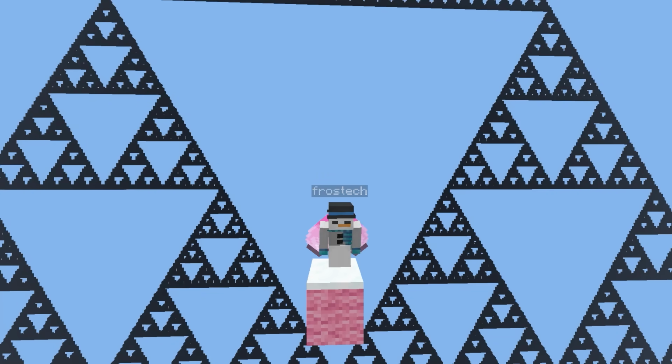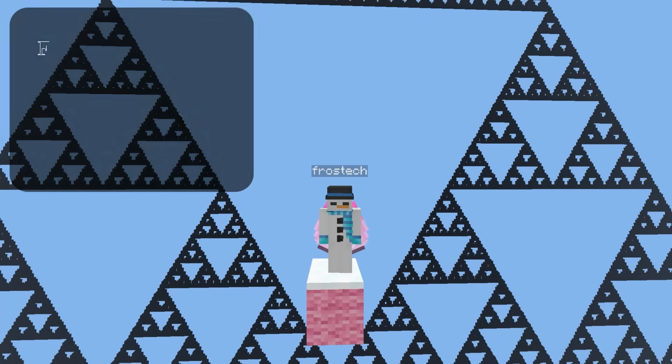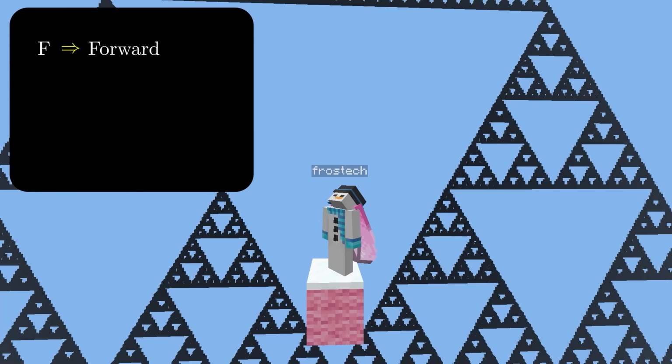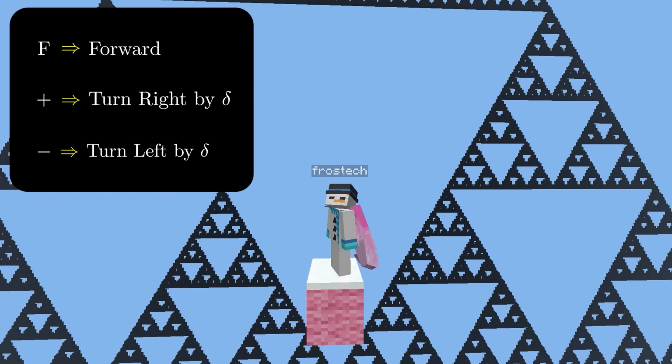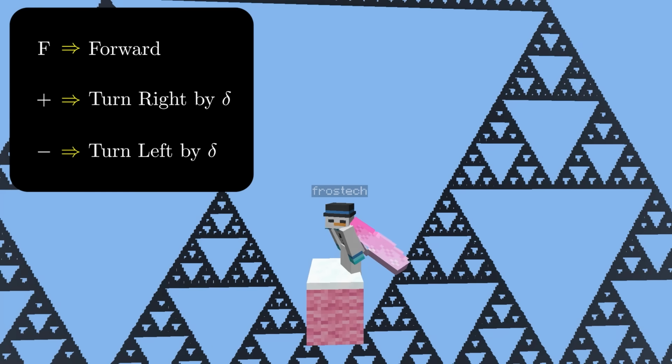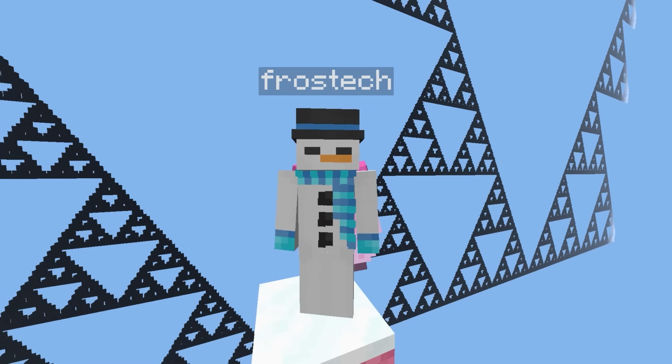Before we can take a look at the 2D fractals, we need to understand what the symbols in our sentences mean. F means forward, drawing a straight line in the current direction. Plus means turn right, and minus means turn left, by a preset angle delta, which is different for each fractal shown. Any other symbol you see has no physical effect, but is still necessary to create the correct pattern.